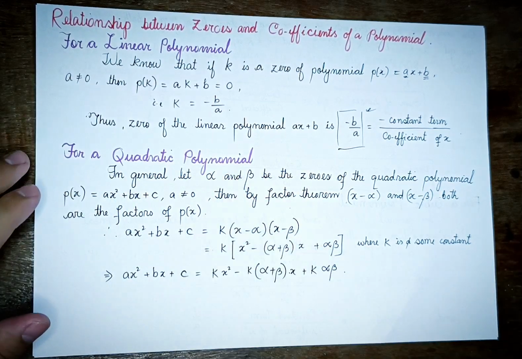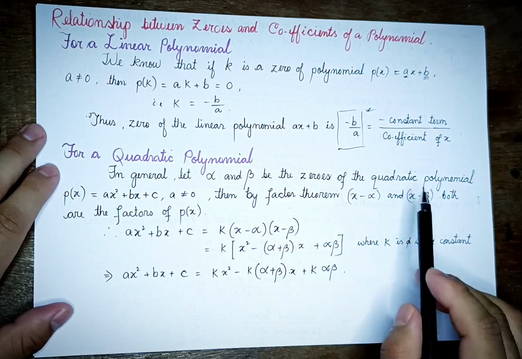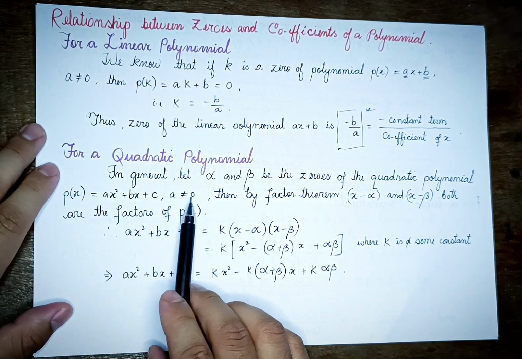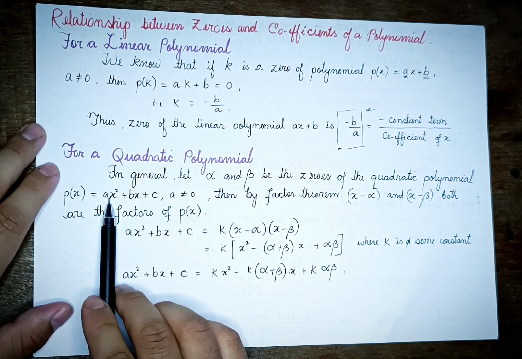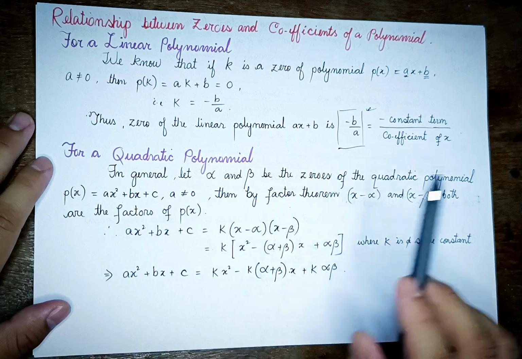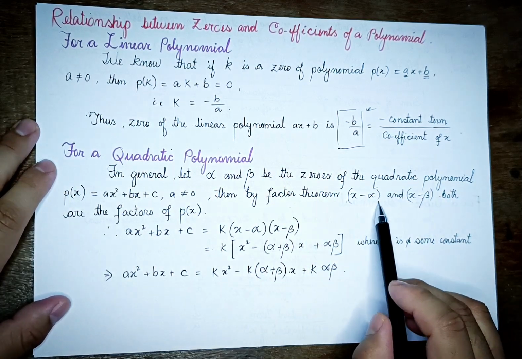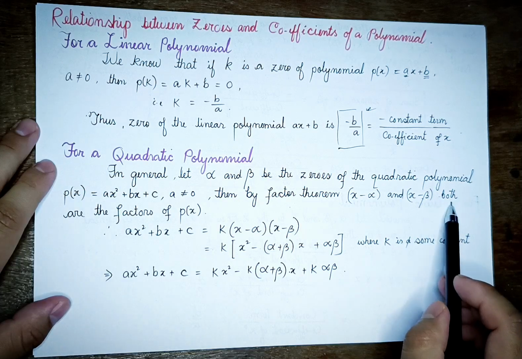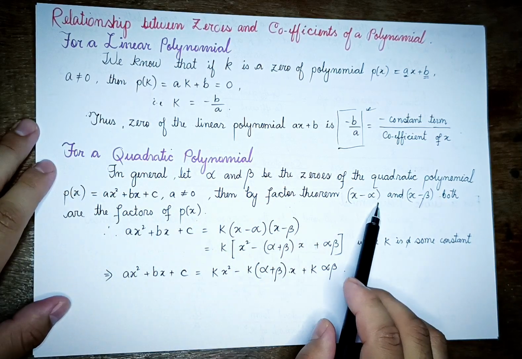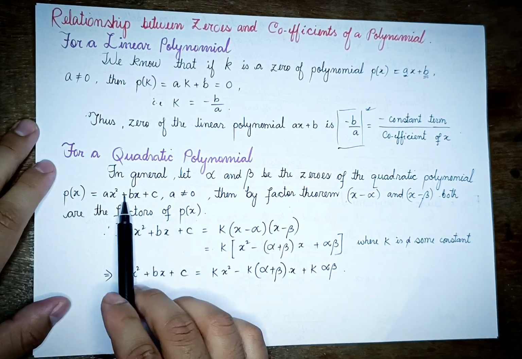For a quadratic polynomial, in general, let alpha and beta be the zeros of the quadratic polynomial p(x) = ax² + bx + c, where a must not be equal to 0. Then by the factor theorem, which has already been read in class 9, x - alpha and x - beta are both factors of p(x).